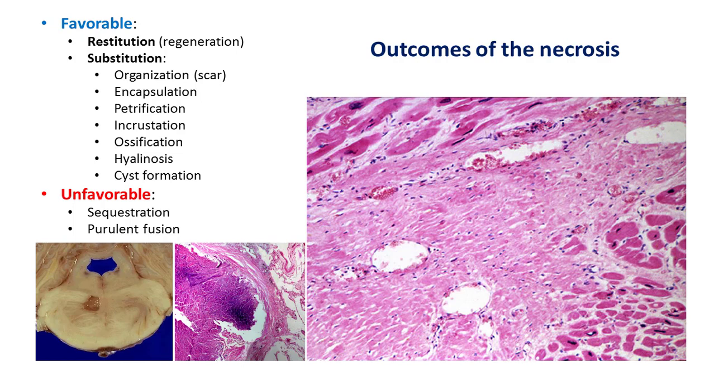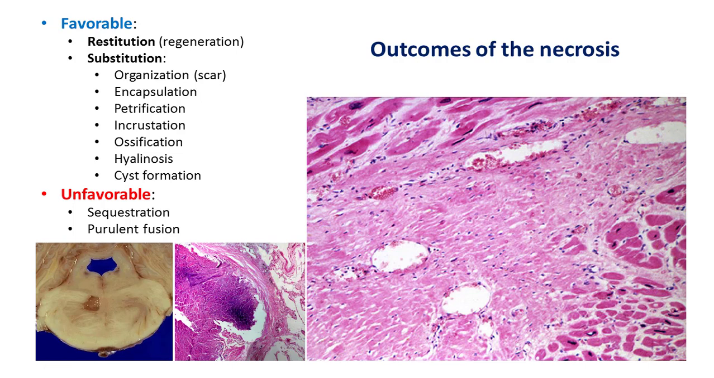The favorable outcomes of the necrosis are restitution and substitution. The best one is restitution, which is complete recovery of the damaged organ or damaged tissue. It is regeneration of specific parenchymatous tissue. The substitution is a kind of outcome when the regeneration is impossible and the damaged tissues are changed by some other tissue. For example, organization, when scarring tissue occurs in the area of necrosis. As we can see on this slide, we can see a connective tissue, which is a scar in the myocardium that is formed as a result of myocardial infarction.